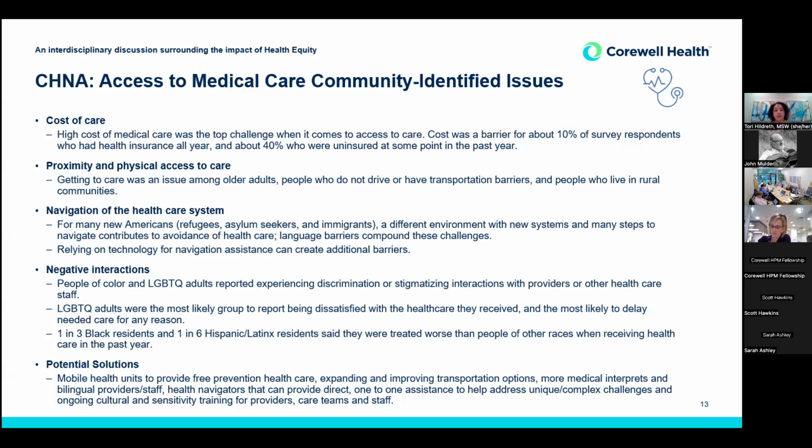According to the data captured, 1 in 4 survey respondents faced barriers when trying to access healthcare in the past year. And many of these were refugees, immigrants, and LGBTQIA adults.